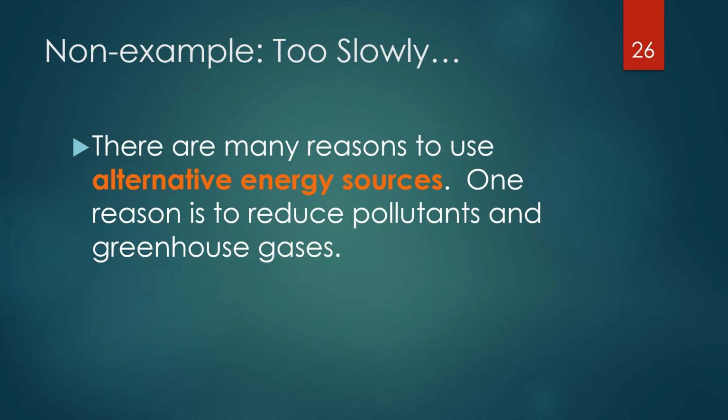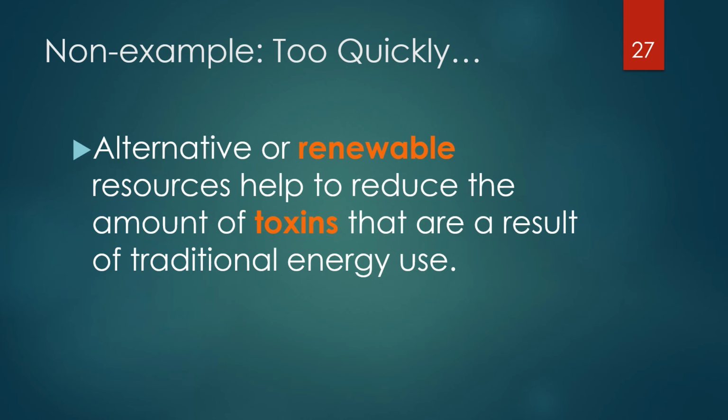Was the idea easy to understand? Alternative or renewable resources help to reduce the amount of toxins that are a result of traditional energy use. What happens to ideas when I read too fast? Were they easily distinguishable from each other?